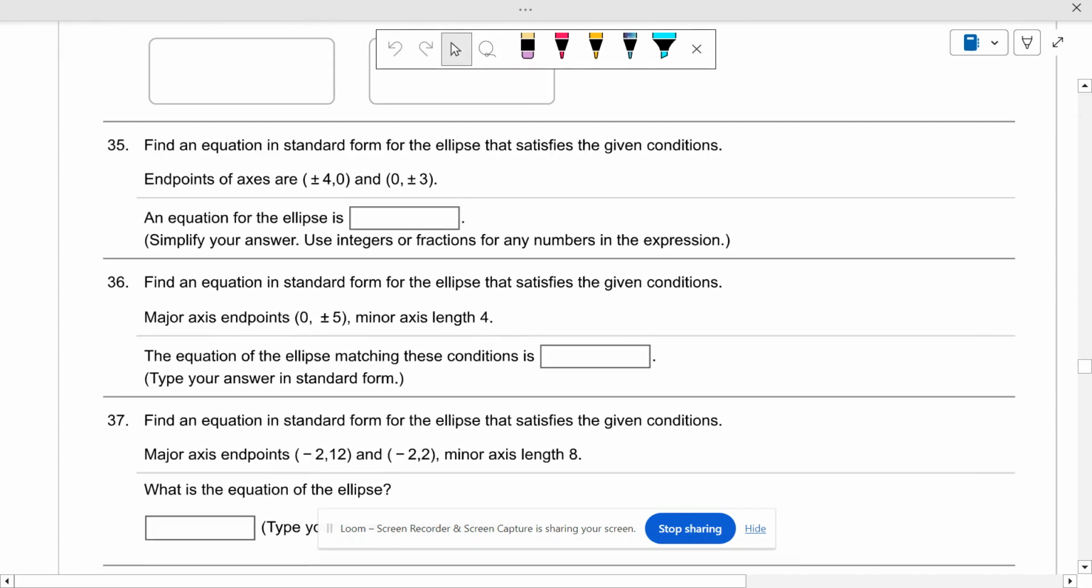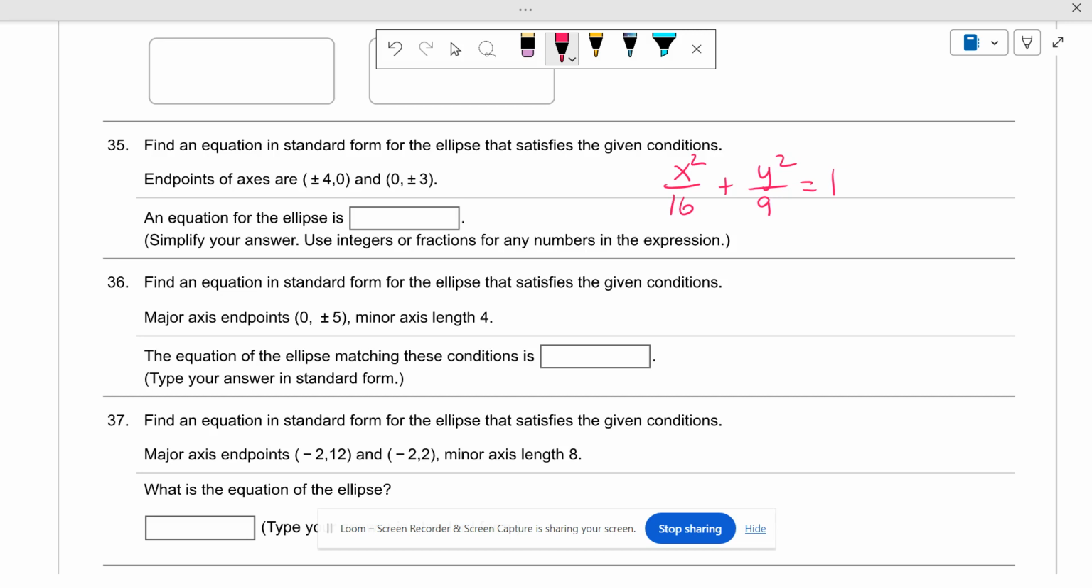Find the standard equation for this ellipse. Okay? It gives you the x, it gives you the y. That's all you need. So all you have to do is go x squared over the x value squared plus y squared over the y value squared equals 1, and you're done. That's all you have to do for that. You don't have to find foci. You don't have to find anything else.